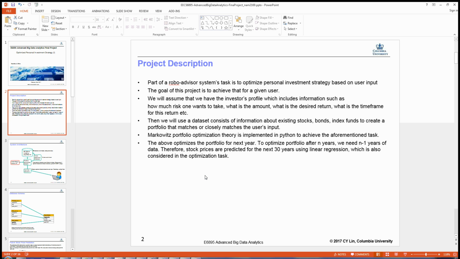To optimize the portfolio after n years, we needed n-1 years of data. So I used a simple linear regression model to predict the prices for the next 30 years, and this was also considered in the optimization task. The idea is that there will be another system which will provide this predicted future stock price for my system, but I couldn't get a hold of a system that can do that, so I ended up trying to predict the prices on my own.